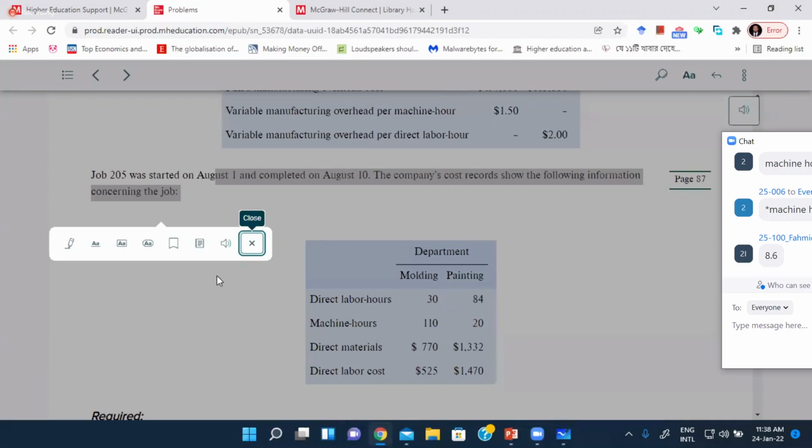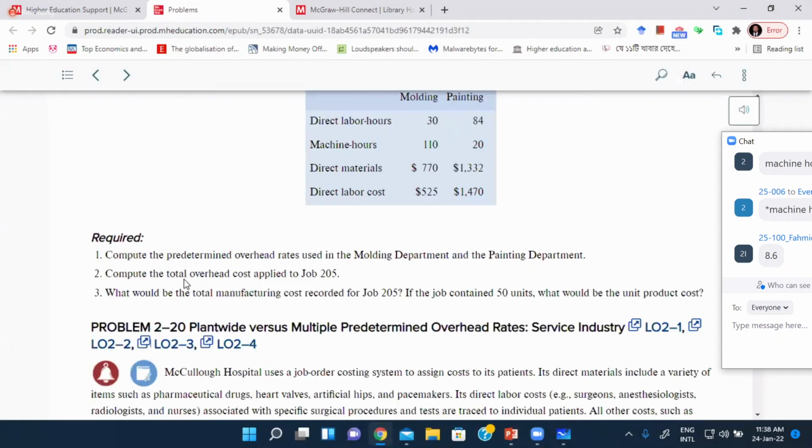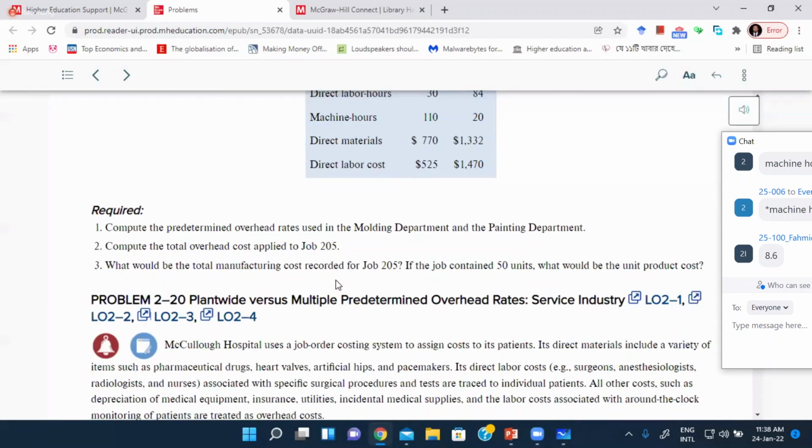job 205. Okay. And number 3, what would be the total manufacturing cost recorded for job 205? That is very straightforward. If the job contained 50 units, what would be the unit product cost? That is also very simple. Okay, what would be the total manufacturing cost recorded for job 205?